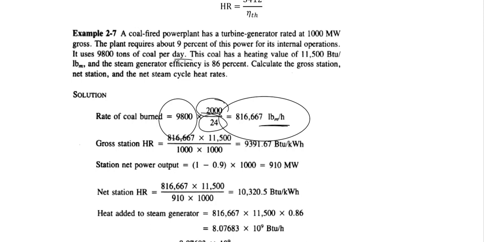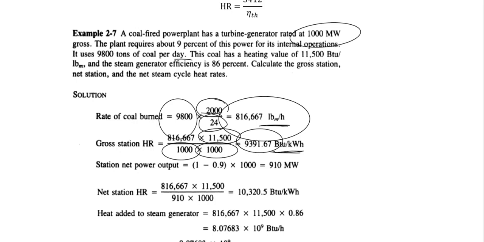That comes to the gross station heat rate. The amount of coal burned multiplied by its heating value, divided by the kilowatts produced. It is a 1,000 megawatt plant, so 1,000 megawatt multiplied by 1,000 converts into kilowatt. When you do this, you get BTU per kilowatt hour. So the gross station heat rate is 9,391.67 BTU per kilowatt hour.